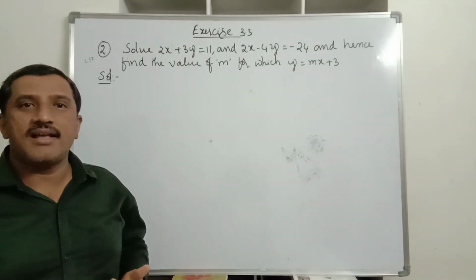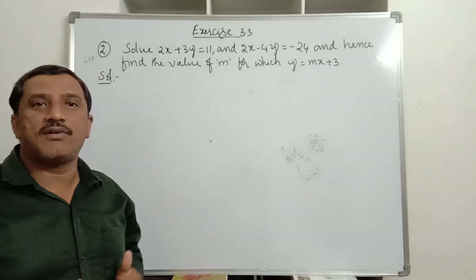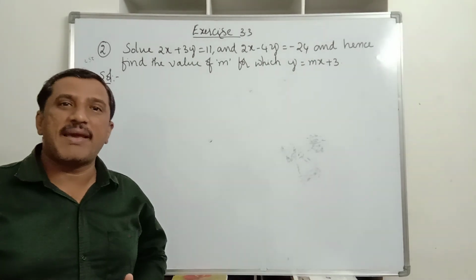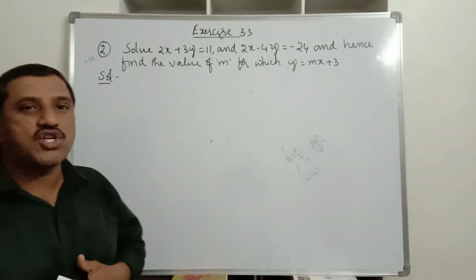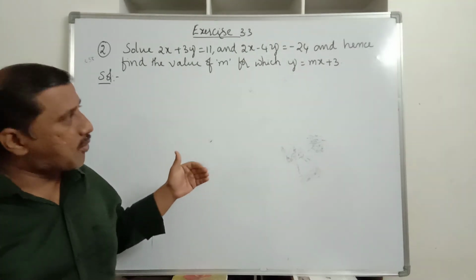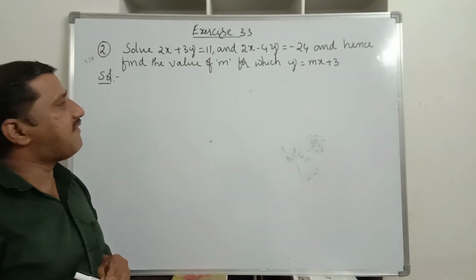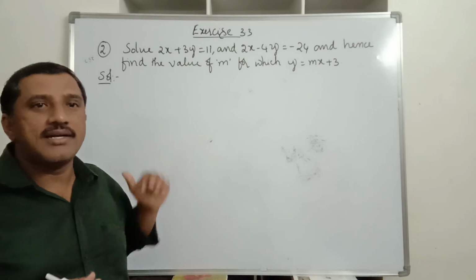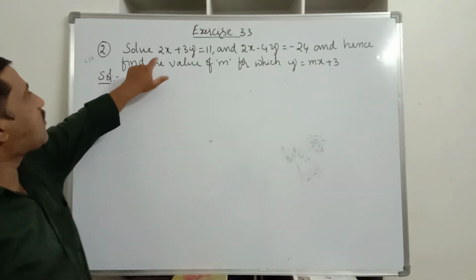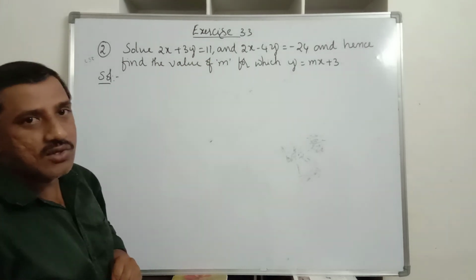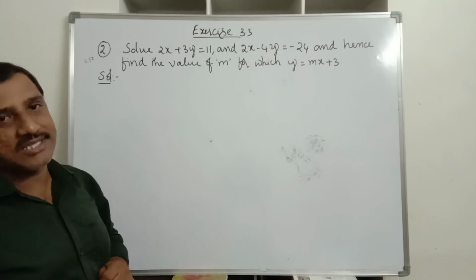So in the last class we discussed the algebraic methods of finding solutions of a pair of linear equations in two variables. The first method is the substitution method, and we discussed problems related to it from exercise number 3.3. Today we will continue the same exercise. From that, the second sum. Solve 2x plus 3y is equal to 11 and 2x minus 4y is equal to minus 24.